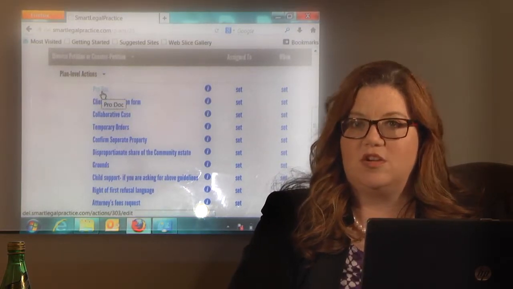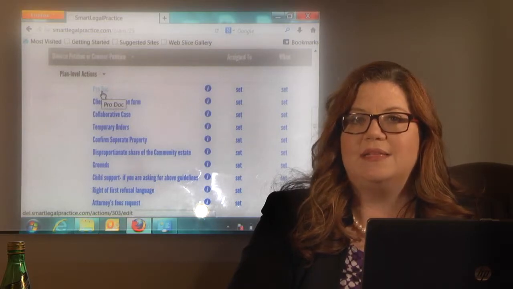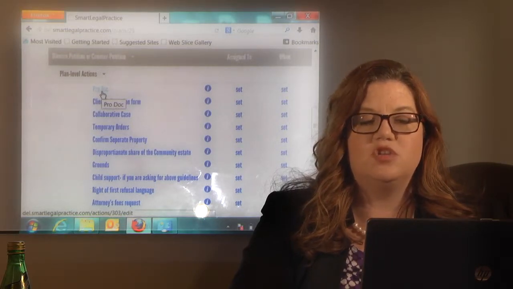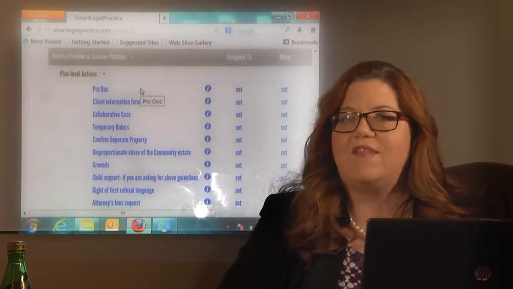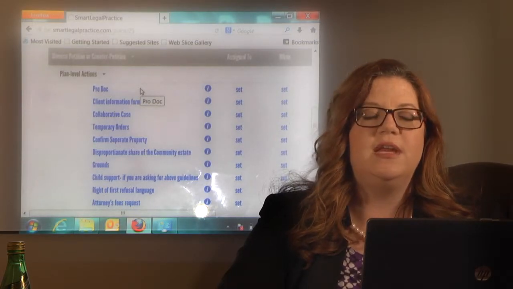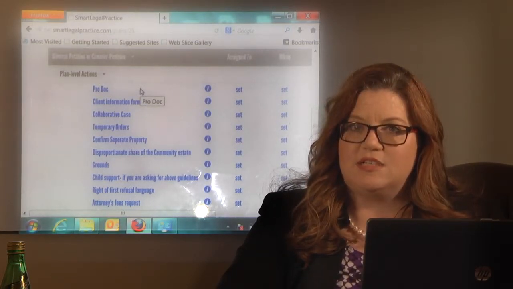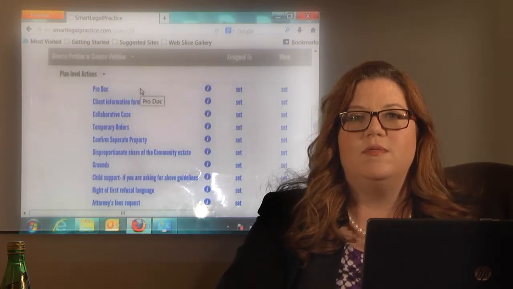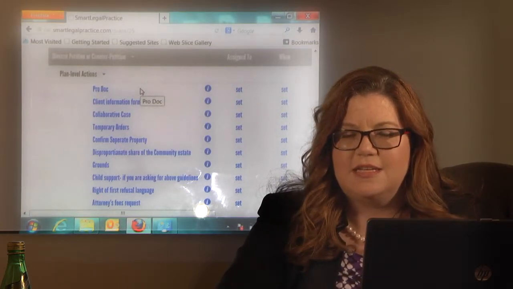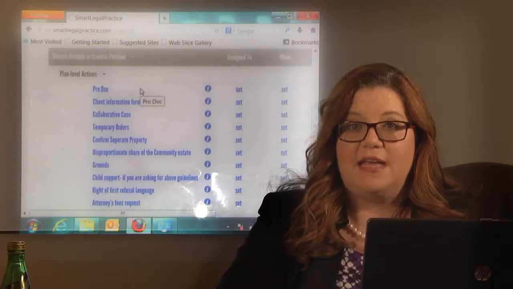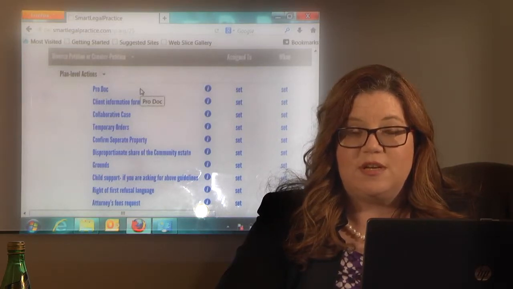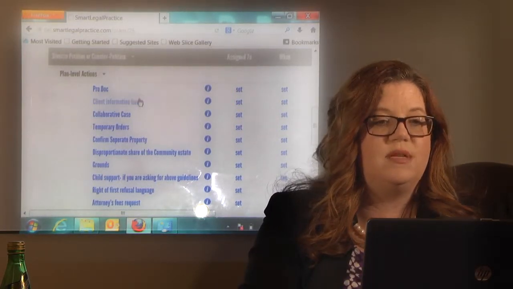We use ProDoc as our starting point, and that's a great document preparation starting point. I'm sure they have competitors out there that are also good, but you have to remember that it is a starting point. ProDoc doesn't know the facts of your case, so you'll want to modify it to your specific situation, but it is a good starting point.